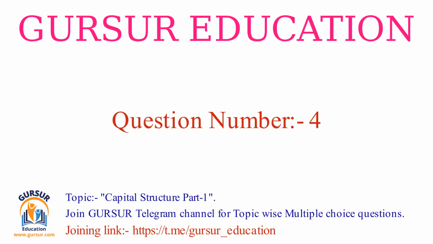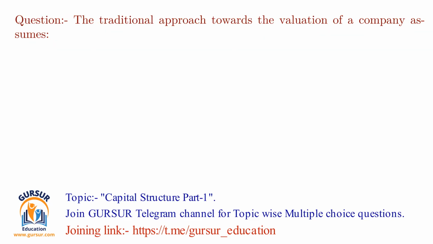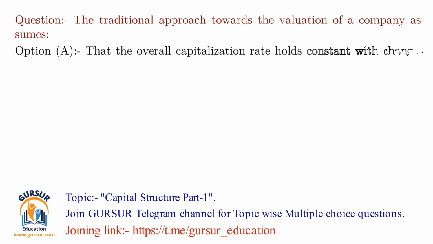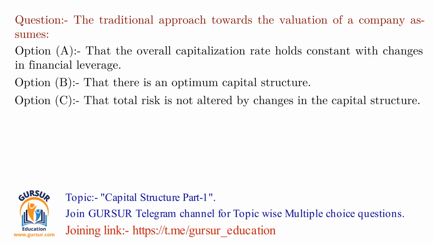The question number 4 is: the traditional approach towards the valuation of a company assumes: option A, that the overall capitalization rate holds constant with changes in financial leverage. Option B, that there is an optimal capital structure. Option C, that total risk is not altered by changes in capital structure. And option D, that the markets are perfect. And your time starts now.